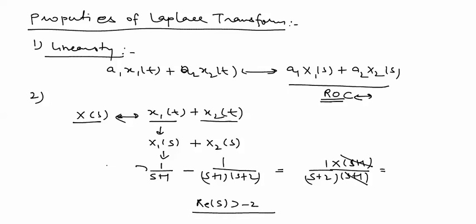As per the first expression, ROC is greater than minus 1. As per the second expression, ROC is greater than minus 1. Combined result is ROC greater than minus 2, meaning extension of the ROC due to pole zero cancellation at the minus 1 location. So ROC is always calculated from the last expression X(s). Always calculate from the last expression.